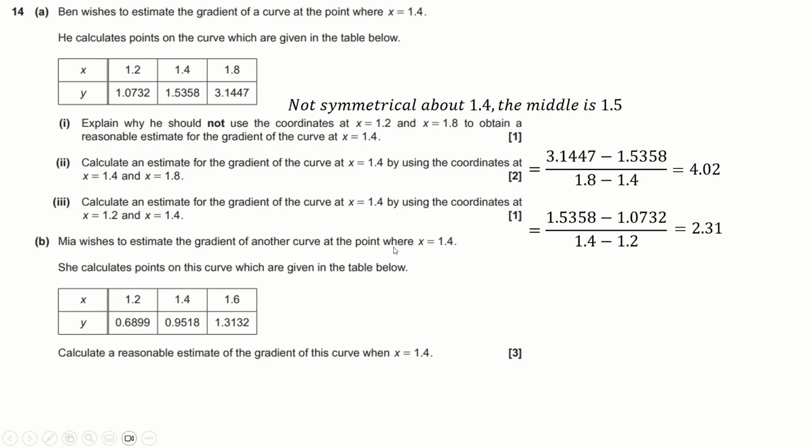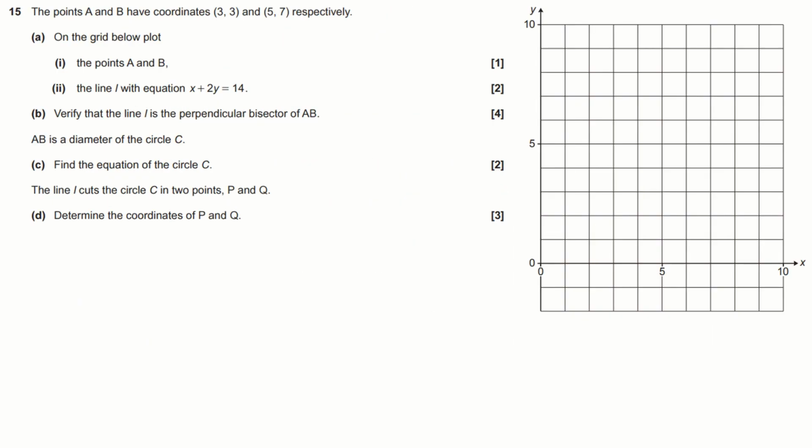And then she wants to estimate the gradient of the curve at 1.4. Notice how these are symmetrical, so I should probably be using them. So let's do this minus this over this minus this, and let's get this as our suitable estimate, I guess, for the gradient.